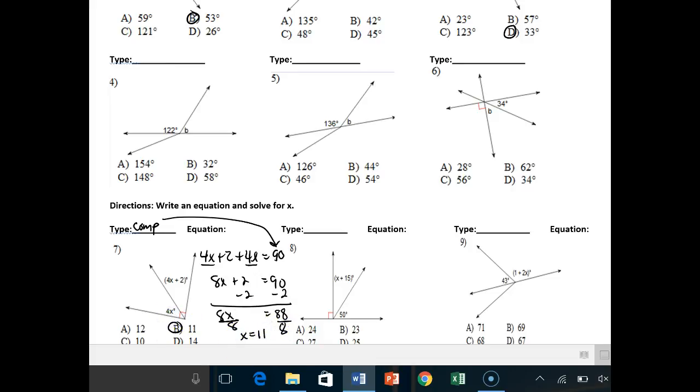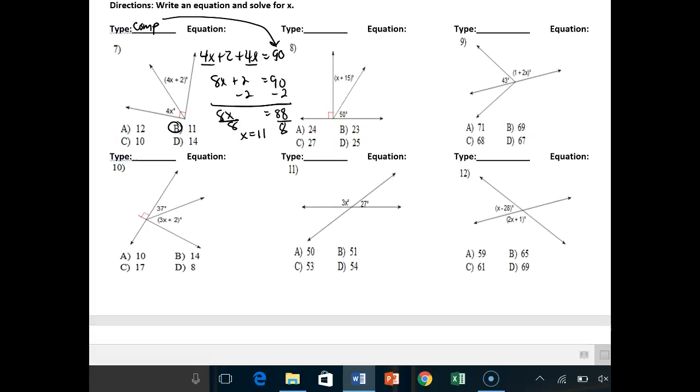I'll give you another example, this time with supplementary relationships, something like number 12. On number 12, you're going to want to do something like x minus 28 plus 2x plus 1 equals 180. So again, because it's a supplementary relationship, we set them equal to 180. We add it up, set it equal to 180. Now we have like terms of x and 2x, and also negative 28 and 1.